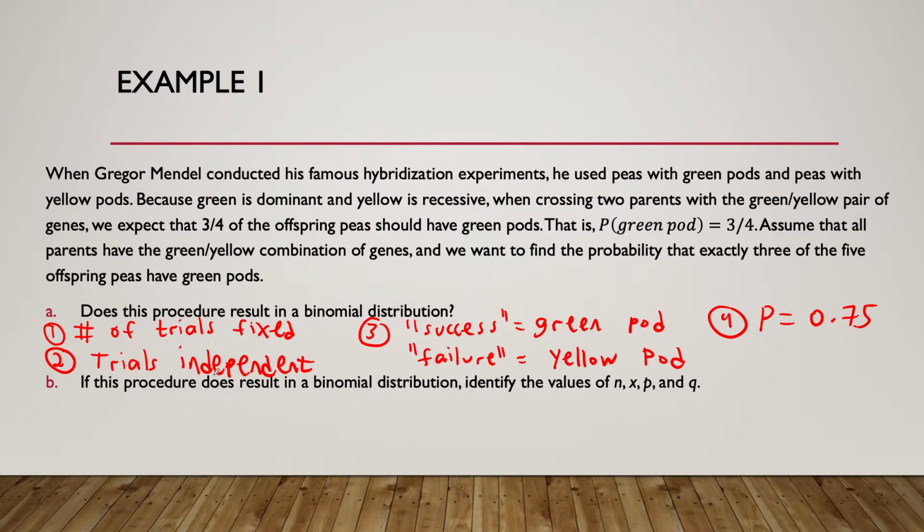And then if this procedure does result in a binomial distribution, identify the values of n, x, p, and q. So n, we were told there were a total of 5 trials. X, we were told we want 3 successes. P, we stated that the probability of success is 0.75. And Q will be 1 minus 0.75. So the probability of failure will be 0.25 in this particular binomial experiment.